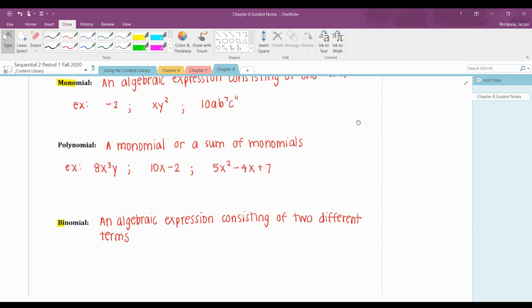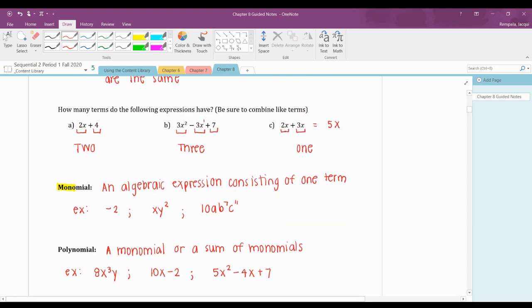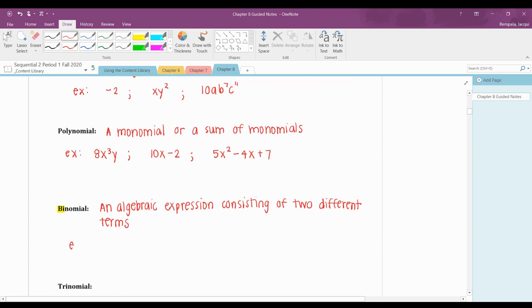So that kind of takes us back up once again to that part C where it was 2x plus 3x. Even though it looks like there's two terms, because it combined into one, that was not a binomial. Something like part A, where there were two different terms, that is a binomial. Let's look at a couple more examples. Something like x plus y. So two different variables being added together. Something like 4x minus 3. Those are not like terms. I can't combine them any further. That's a binomial.